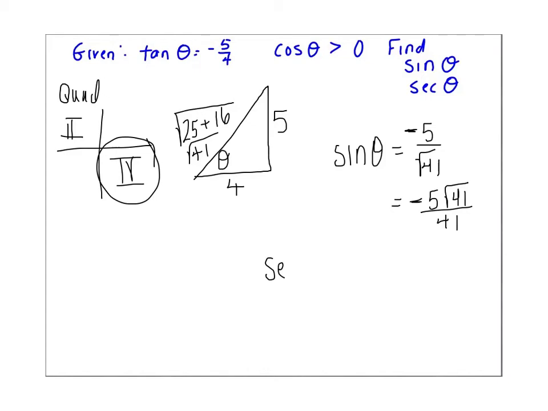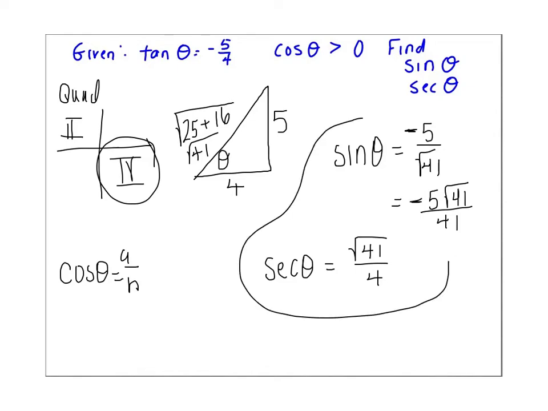The secant of theta, if you'll recall, secant is a reciprocal function. So if I have cosine, secant always goes with cosine. Cosine is adjacent over hypotenuse. Right? So that makes secant hypotenuse over adjacent. So that's going to be the square root of 41 over 4. And cosine is positive, so secant will be positive. And then we have our 2 answers. Right? So you need all of this to explain this problem.